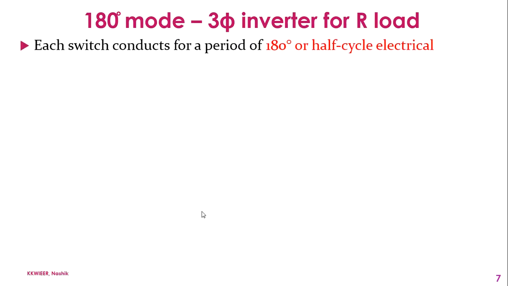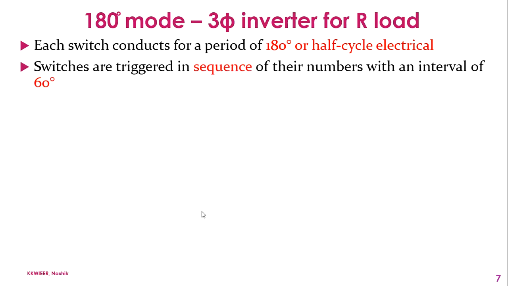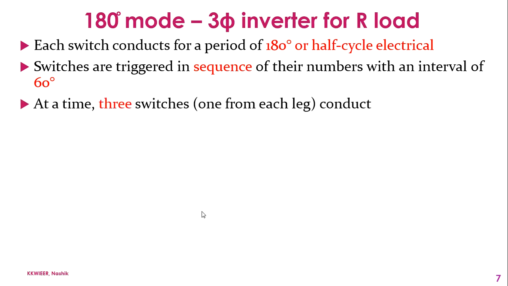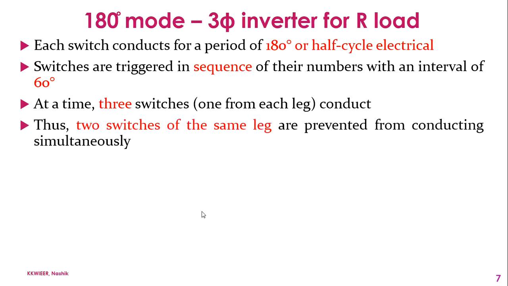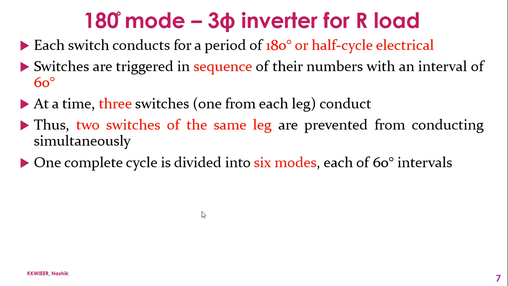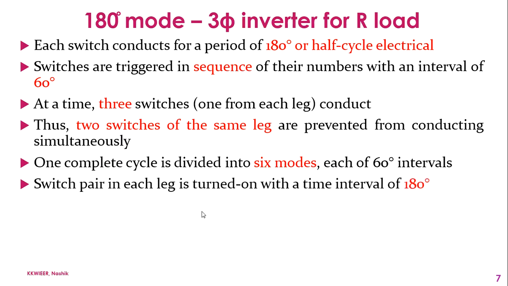Each switch conducts for 180 degree or a half cycle electrical when the switches are triggered in the sequence of their numbers with an interval of 60 degree. At a time, 3 switches, one from each leg, conduct, and 2 switches from the same leg are prevented from conducting simultaneously. One complete cycle is divided into 6 modes, each of 60 degree interval. The switch pair in each leg is turned on with a time interval of 180 degree.